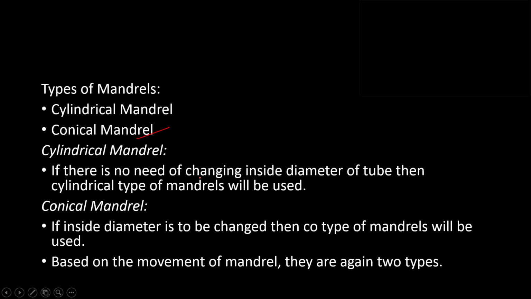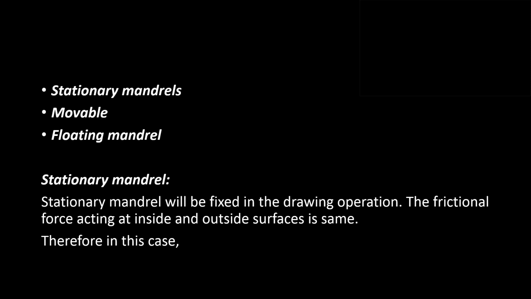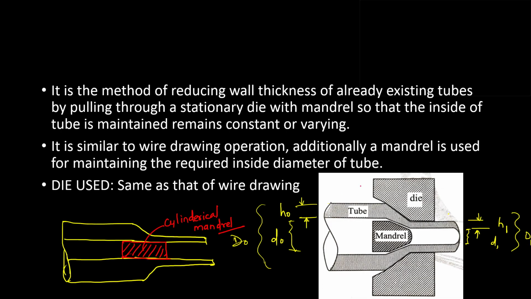Now, based on the movement of the mandrel, it is divided into three types: a stationary mandrel, a movable mandrel and a floating mandrel. In a stationary mandrel, the mandrel is fixed in one position, so it is not moving with the tube. There will be sliding friction here and here, because this is fixed and this one is moving. So at both places there will be friction, mu1 and mu2.